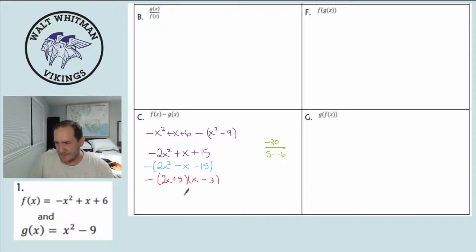We can double check this, but I'm sure I'm good. 2x and x is 2x squared. The outers give me negative 6x. The inners give me plus 5x. The sum there is minus x. And 5 times negative 3 is negative 15. So we're definitely factored correctly, and that is what you ought to give me as your answer in factored form.